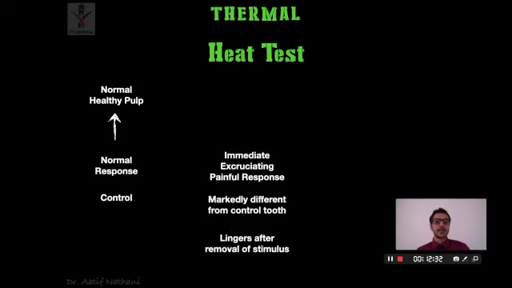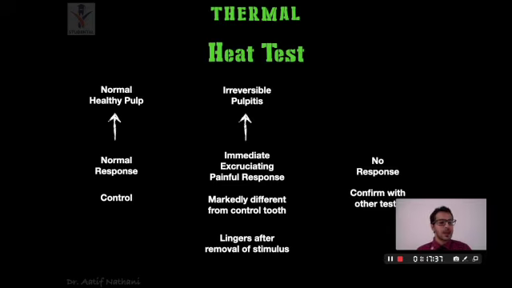If there is an immediate excruciating painful response which is markedly different from the control tooth and lingers after removal of the stimulus for more than 2, 3, or 5 minutes, the patient still has pain, that's an indication of irreversible pulpitis. If there is no response at all, the patient feels nothing, you confirm with other tests because this might be an indication towards a non-vital tooth.